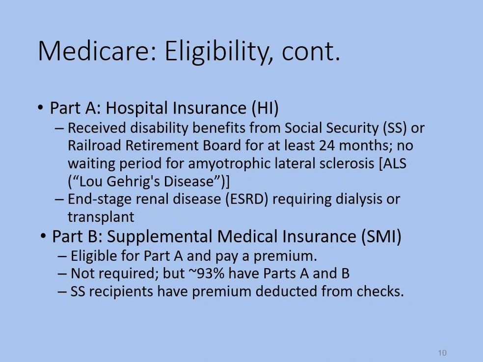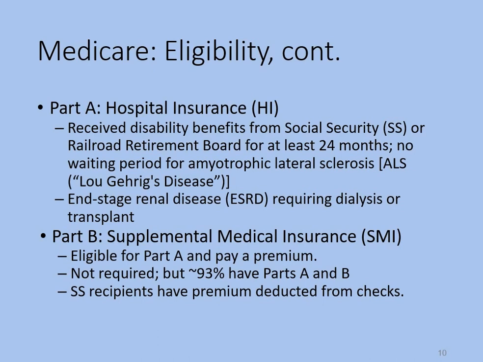Part A does cover other things like disability benefits from Social Security or Railroad Retirement Board for at least 24 months. No waiting period for Lou Gehrig's disease patients or end-stage renal disease that requires dialysis or transplant.